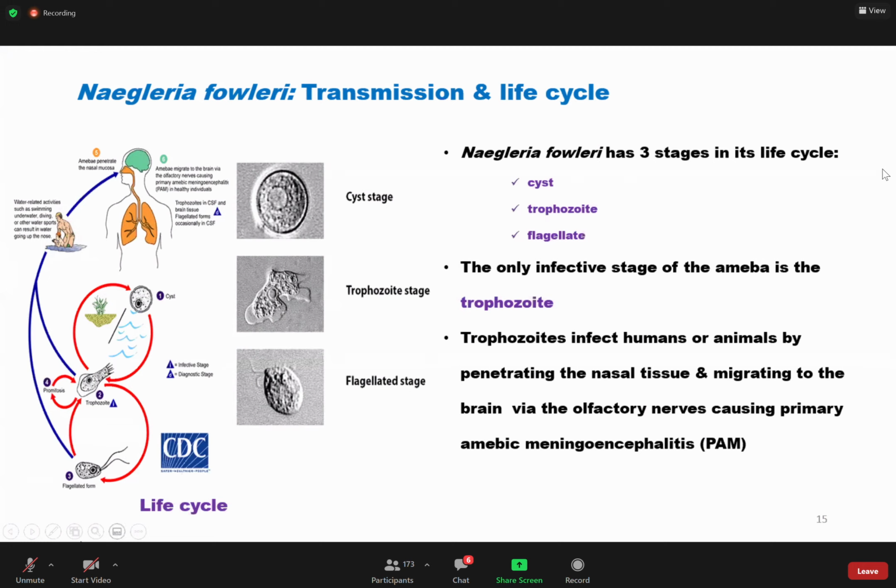The infective stage is the trophozoite, just like with Acanthamoeba species. This is in contrast to the protozoan parasites we discussed earlier, Entamoeba histolytica and Giardia. Remember that with these two organisms, the cyst is the infective stage. That is the stage of the parasite that will cause infection in humans. However, with Naegleria fowleri and Acanthamoeba, although they have the cyst stage, they do not cause infection. Rather, it is the trophozoites that will establish infection in humans.